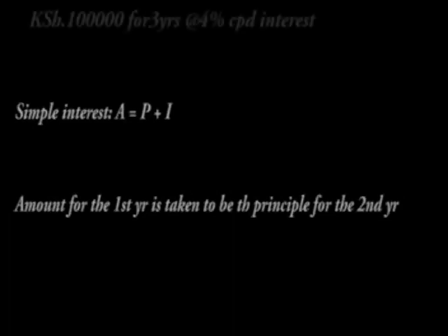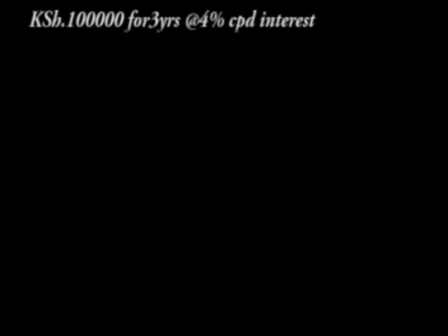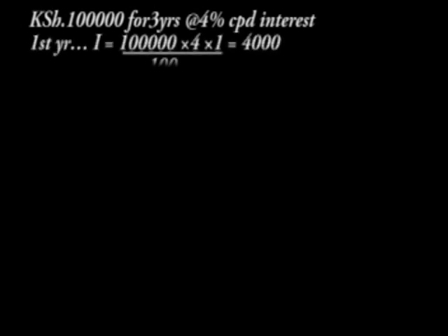Taking the example 100,000 for 3 years at 4%, now at compound interest. In the first year, we have interest given as principal times rate times time over 100, and it is 4,000. The amount at the end of the first year is therefore 104,000.